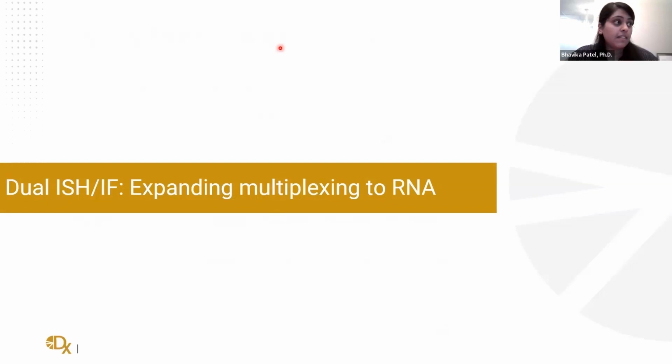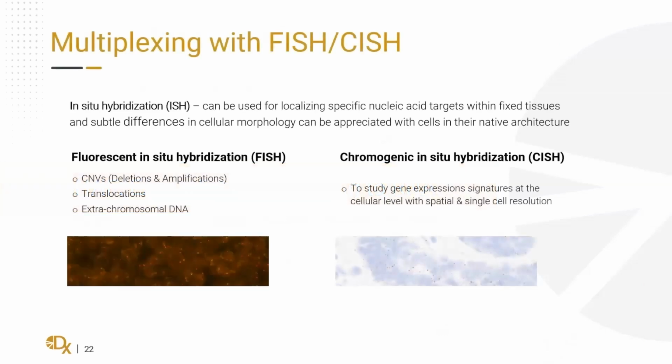Good morning, and as mentioned, I will be discussing the use of multiplexing with in situ hybridization, or ISH. Fluorescent and chromogenic ISH can be used for identifying specific nucleic acid targets. FISH can be used to identify copy number variations like deletions and amplifications. It can also identify translocations and extrachromosomal DNA. ISH can also be used to study gene expression signatures at the cellular level with spatial and single cell resolution.